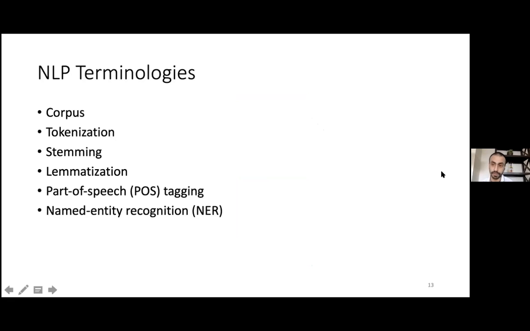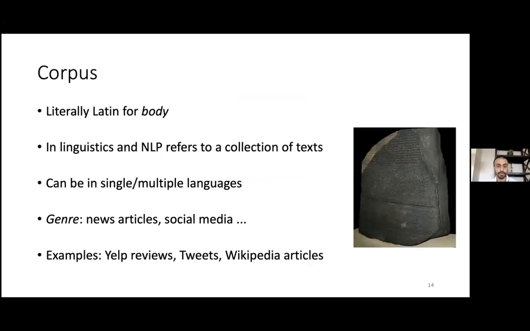And here are some NLP terminologies. I'm going to talk about them in a moment. You usually hear the word corpus in NLP and in linguistics. So what is a corpus? Corpus is just body in Latin. And in linguistics and NLP, we use it to refer to a collection of text. And this collection of text can be in single or multiple languages. In case it's multiple languages, we usually call it a parallel corpus. Like the Rosetta Stone, it's one of the oldest examples of corpora. And corpora can belong to different genres like news articles, social media, etc.